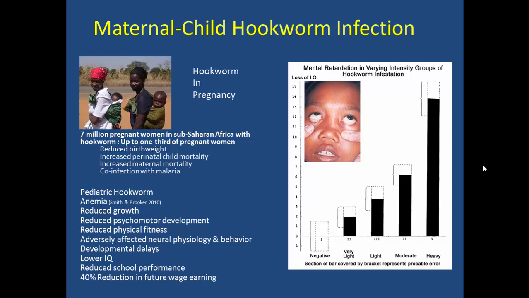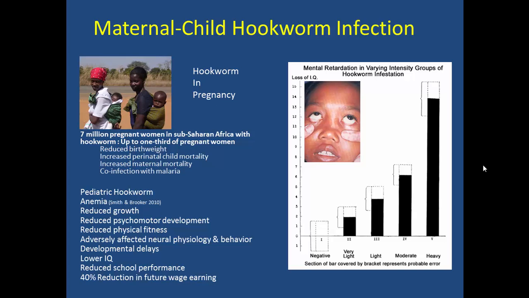One of the major aspects of that is the anemia that results from it. That's what causes some of these problems. Women who are co-infected with malaria, as we discussed before, can get anemia, and so does hookworm, so hookworm can exacerbate the anemia.